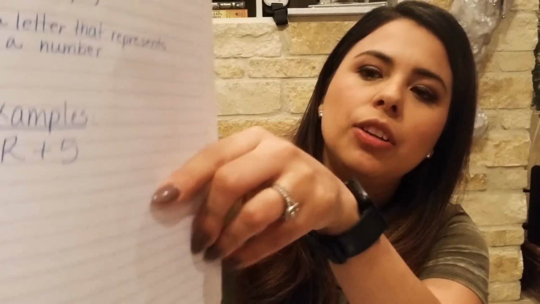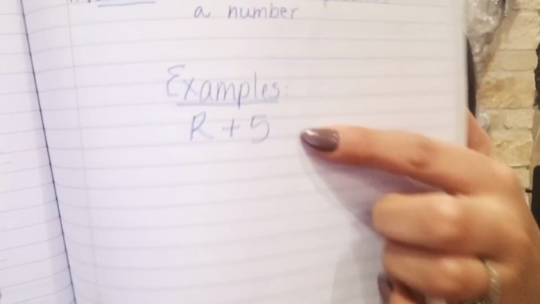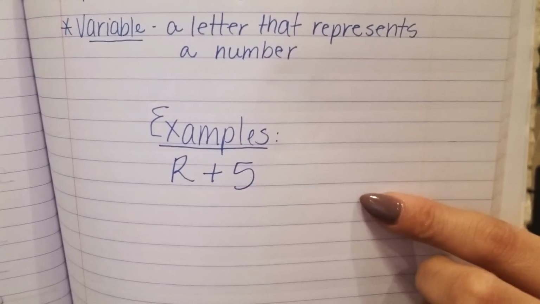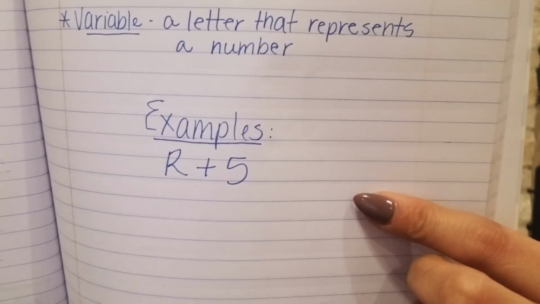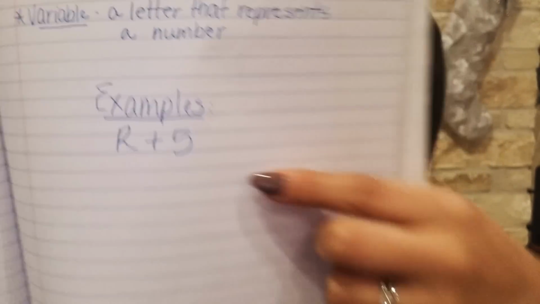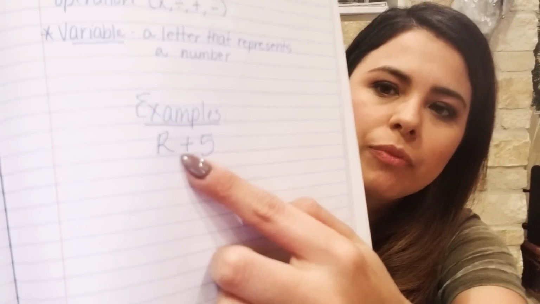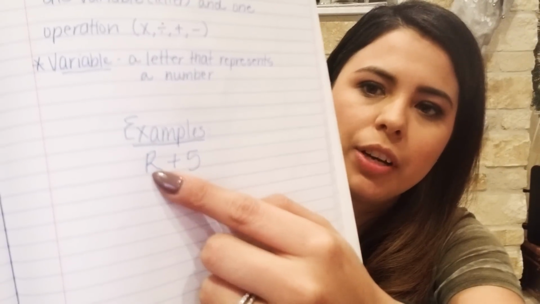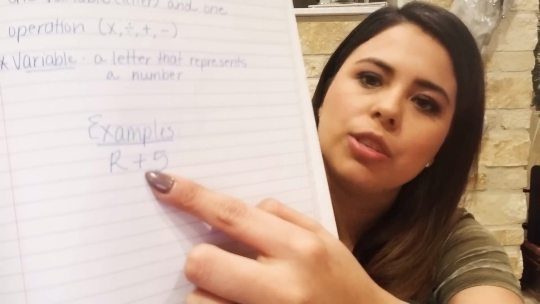Underneath that, you're going to write examples, and right here, you're going to write r plus 5. So that r represents your variable, and the 5 is obviously your number, and then you have a plus sign in between. There's your operation. So variable, operation, and then a number. So it's typically how we're going to see it. And again, the operation can change, and also the letter can change. It doesn't have to be an R. I just picked R today.